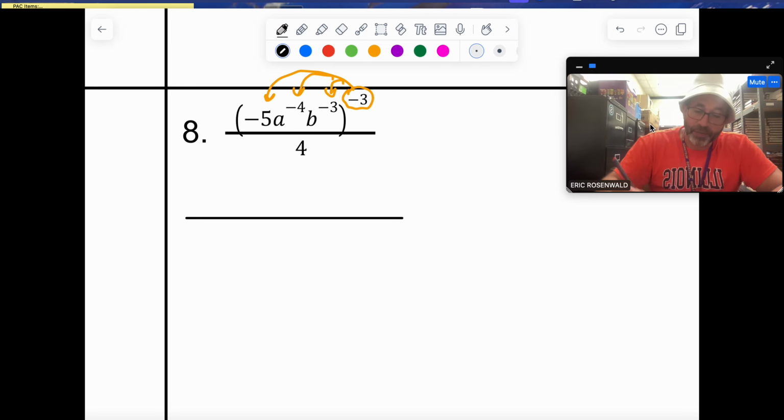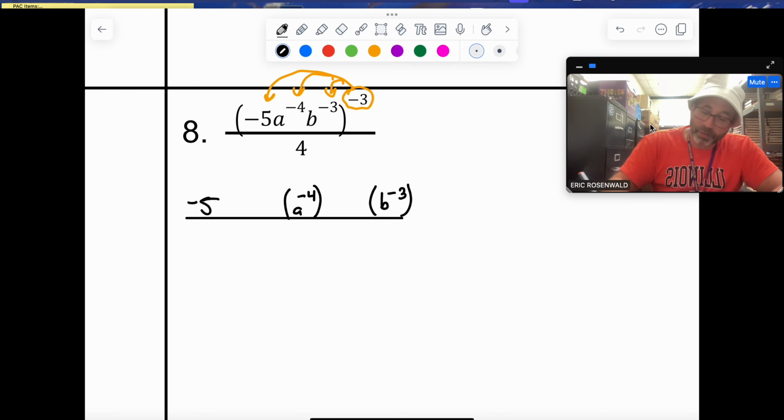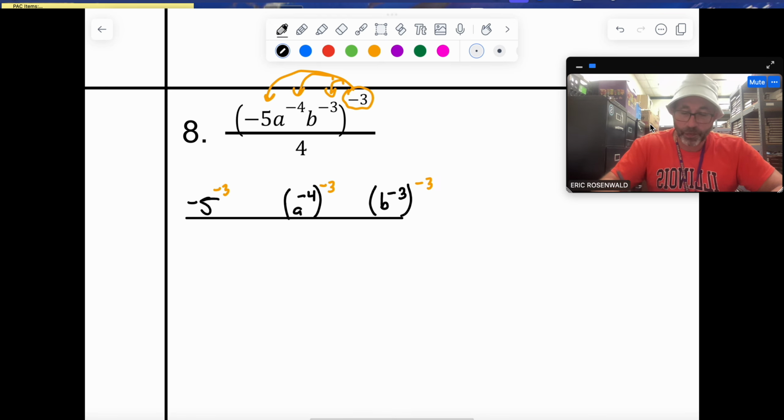So what will this look like? Well, we're going to have a negative 5, an a to the negative 4, and a b to the negative 3. And remember I said, don't move stuff yet. The exponents will sometimes cancel themselves out, making our lives really easy here. And then we got that 4 on the bottom.